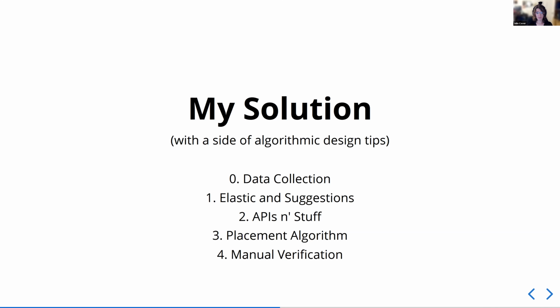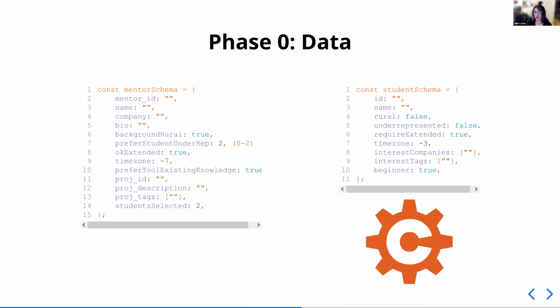So now we're going to go over the solution that we actually used for the whole matching process, with a side of some algorithm design tips on what I learned as I was going through this. So phase 0 of any project like this is data collection. In this case, it matters a lot what kind of data you're starting with to basically do the matching.